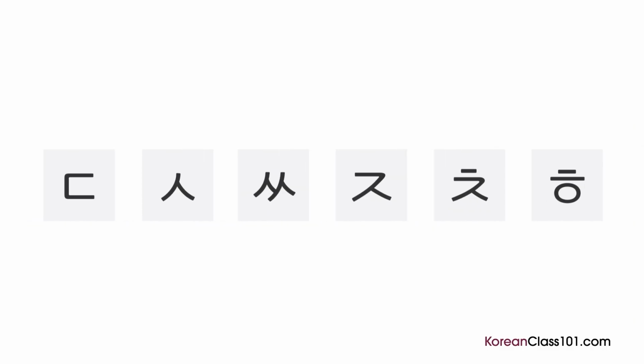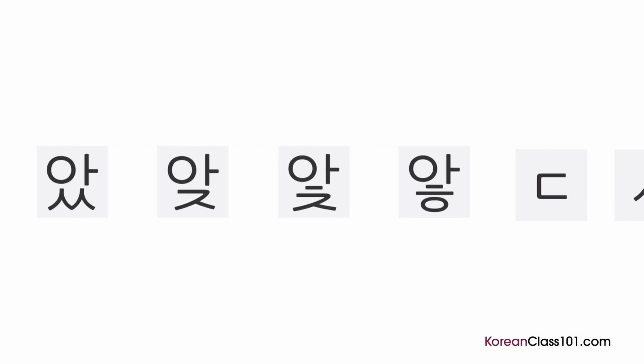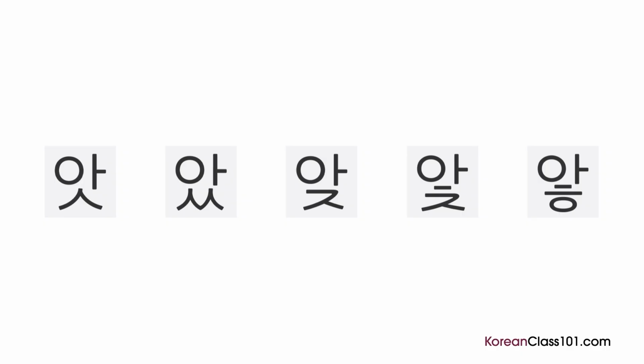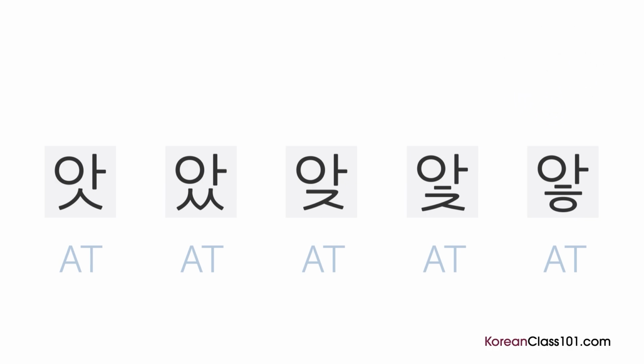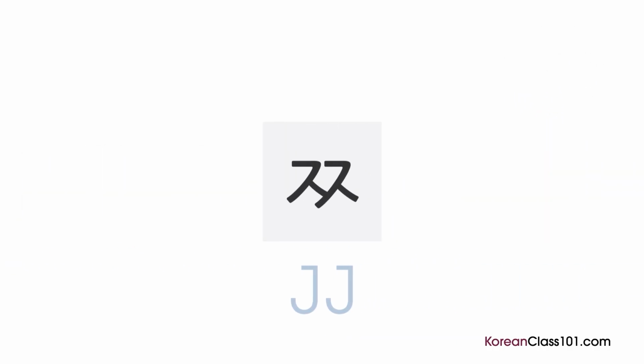Second, these consonants all sound like D when they're in the Batchim position. Look at one word for each consonant. Pay attention to the way the Batchim consonant sounds. 앗, 앗, 앗. They all sound the same, right? Note that this double consonant will not be placed at the Batchim position.